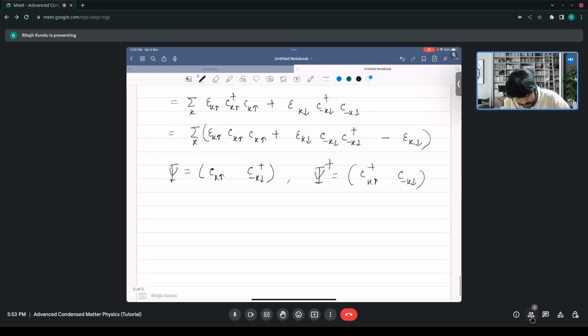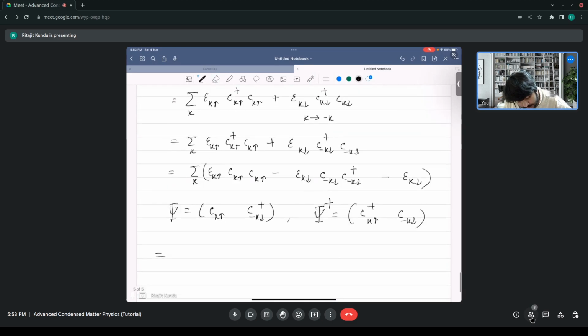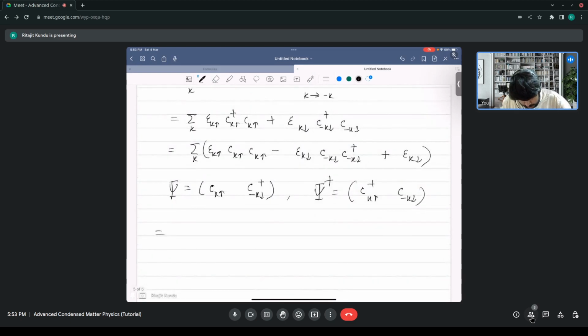Okay, so let's just quickly write it. I think I missed this minus here, and this is plus epsilon. So the mean field Hamiltonian can now be written in this form: ck up dagger, C minus k down, with epsilon k on the diagonal and minus epsilon k on the other diagonal, and delta k and delta k star off the diagonal.